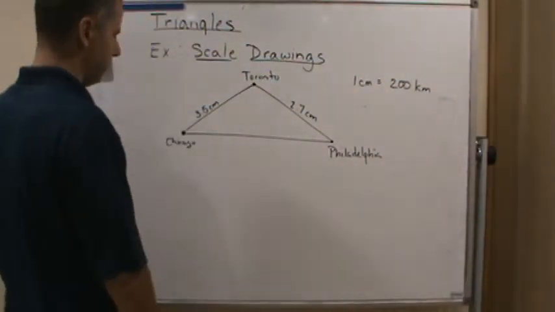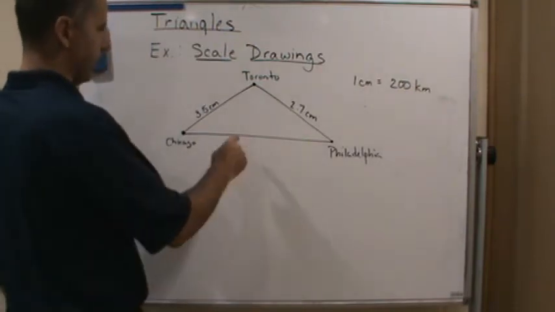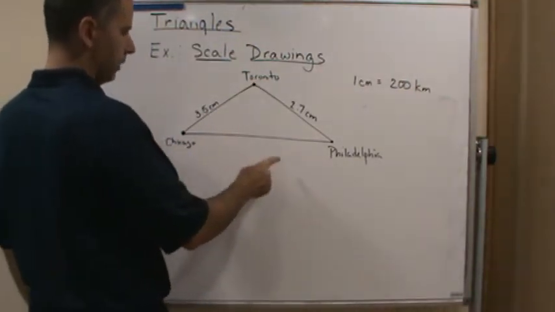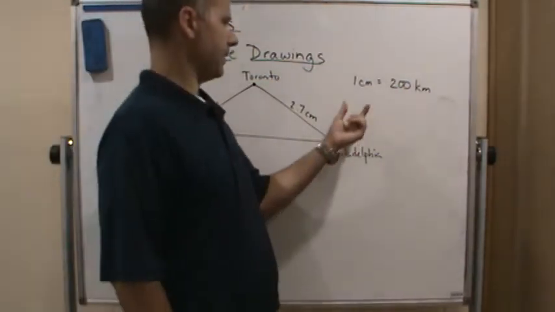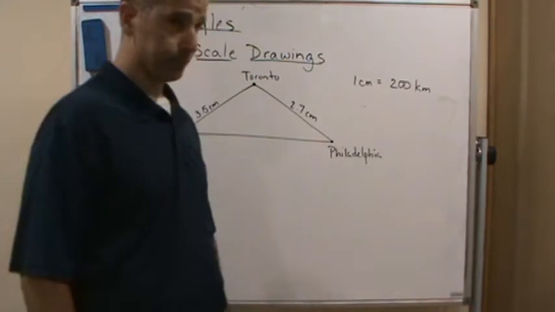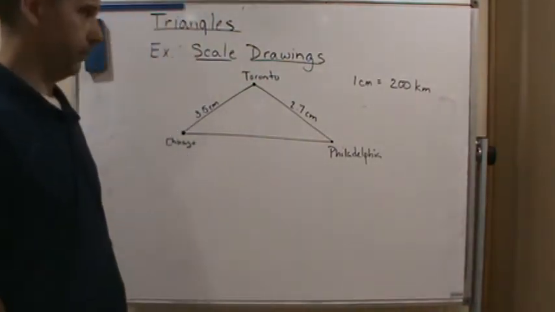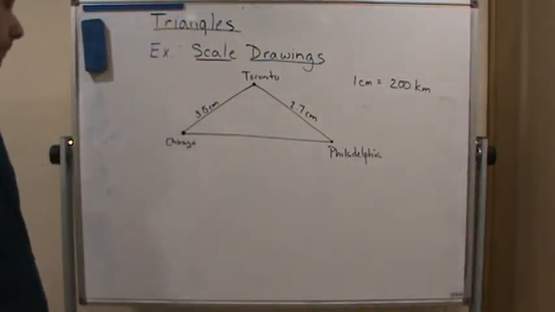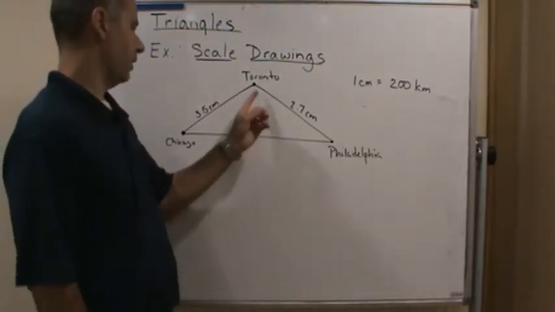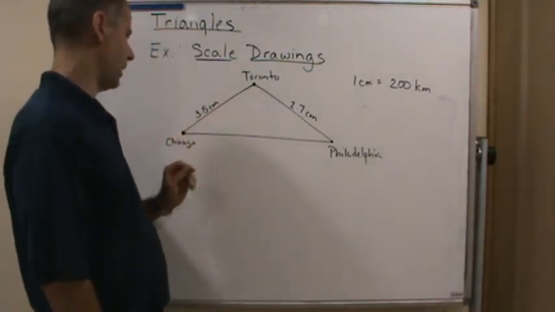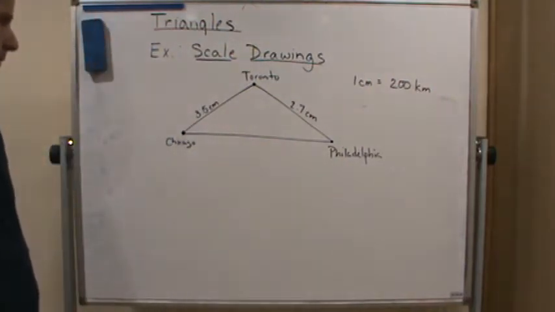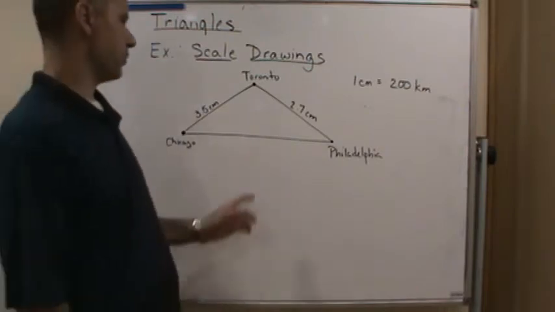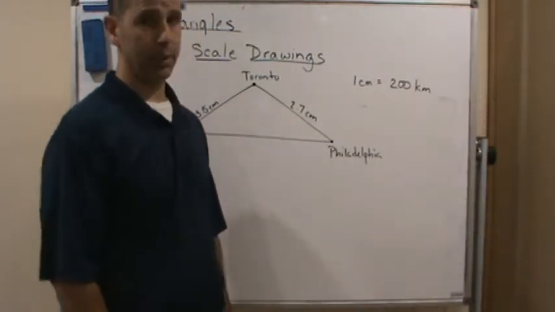In this example, we have a scale drawing with Toronto, Chicago, and Philadelphia, on a map. The map says that 1 centimeter equals 200 kilometers. Toronto and Chicago is 3.5 centimeters apart, and from Toronto to Philadelphia, it's 2.7 centimeters.